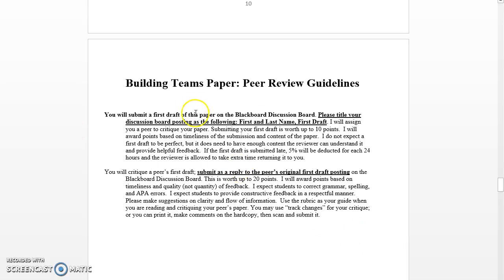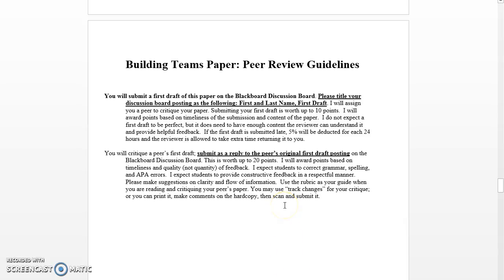Again, this is worth 10 points for you just posting your first draft, making sure that it's on time and that enough information is in your paper that your peer can properly critique it. Your peer review is worth 20 points, making sure that you have given them good information on the clarity, the flow of the paper, their APA, their grammar. So making sure that you actually give them quality feedback.